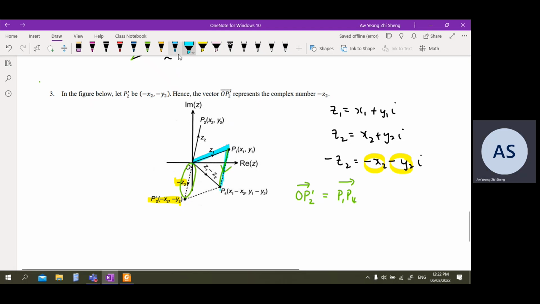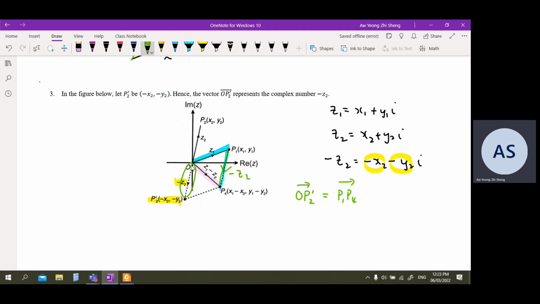Then the resultant, which I'm coloring in pink, OP4, that resultant vector will be the vector representation of the complex number Z1 minus Z2. Because I know my green color vector P1, P4 is the vector representation of the complex number minus Z2. At the beginning, we know that OP2 prime is a vector representation of minus z2. But because vectors are free, they can be moved around as long as the direction and length remain the same. So P1, P4 being an equal vector as OP2 prime, P1, P4 is also a vector representation of the complex number minus z2.